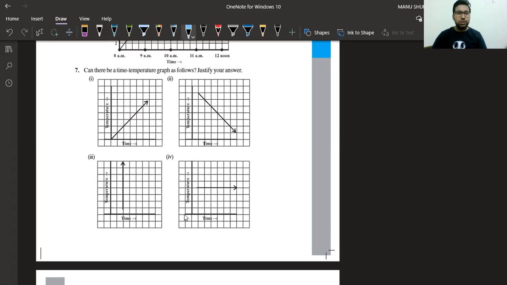Okay. Now see this question. Can there be a time temperature graph as follows? Class, tell me, is the first kind of graph possible? Time is increasing, temperature is increasing. You can observe that with time increasing, temperature is increasing. Is this kind of graph possible? And if it is possible, tell me during what time of day you can say this is possible. You have 24 hours. During what time of day can you find this kind of graph?